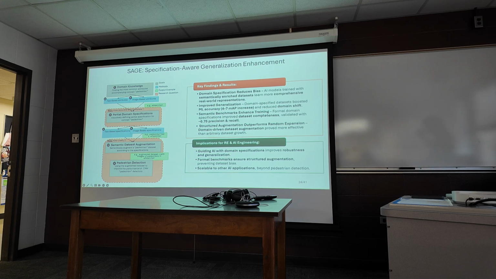This process begins with domain knowledge extraction, where we mine textual and visual sources like Google Books, Wikipedia, and the pedestrian image dataset to identify concept-relevant attributes. These attributes are formalized as a partial specification using a subject-predicate-object structure, like a pedestrian has a wheelchair. These specifications extend what REIS defines and make them actionable.